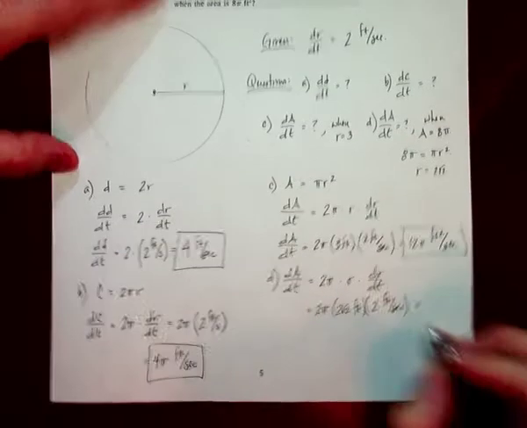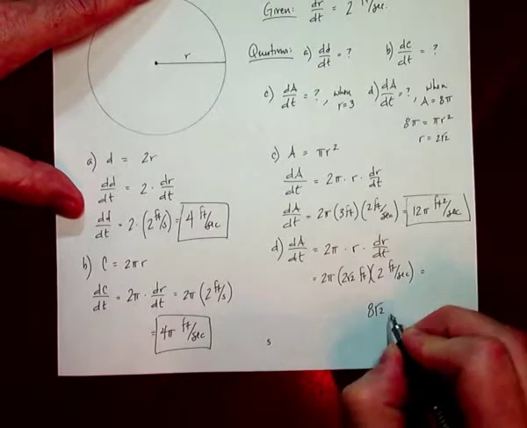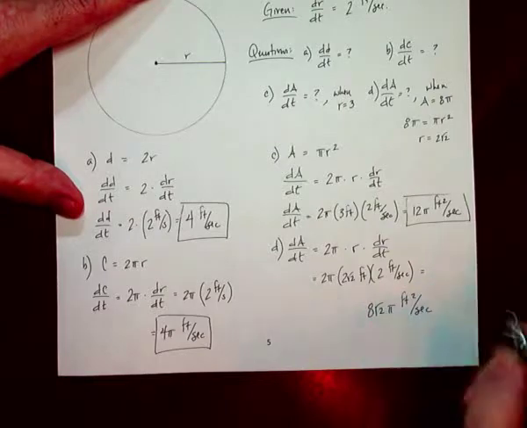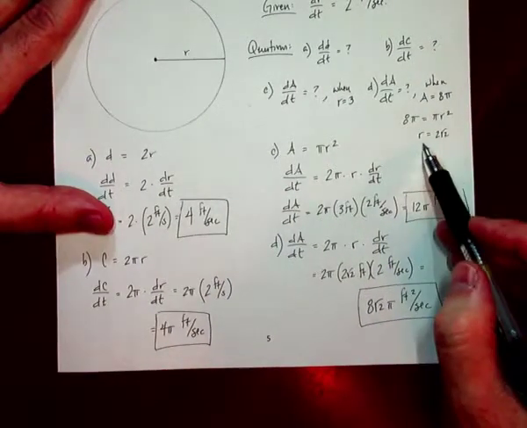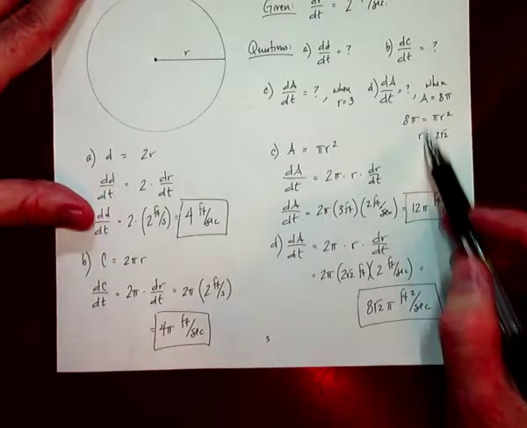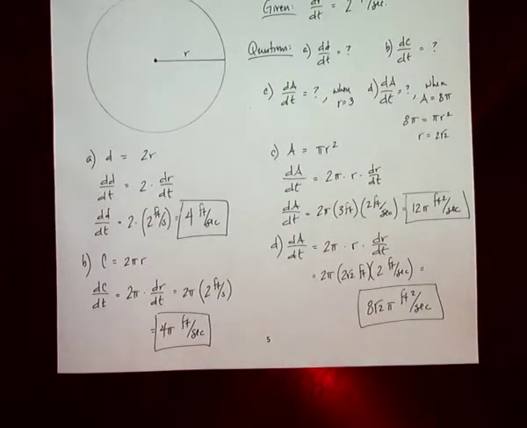And this actually winds up being 8 root 2 pi feet squared per second. And it was a piece of implied conditional. You had to basically go fetch the r, given the a value in your conditional information in part D, in order to be able to plug in and arrive at an answer.